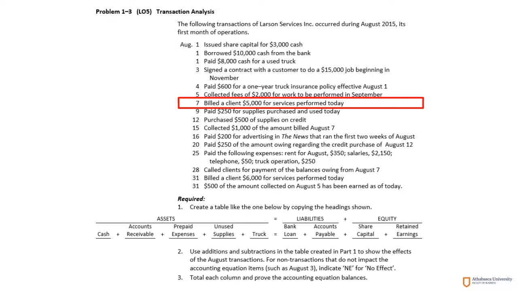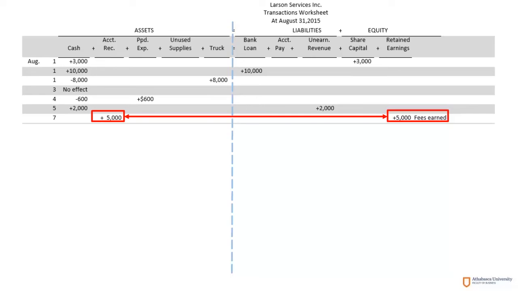On August 7, a client was billed $5,000 for services performed today. Accounts receivable, an asset, has increased and is the result of a revenue increasing, namely fees earned. Revenue is an equity account. As revenue increases, equity increases.